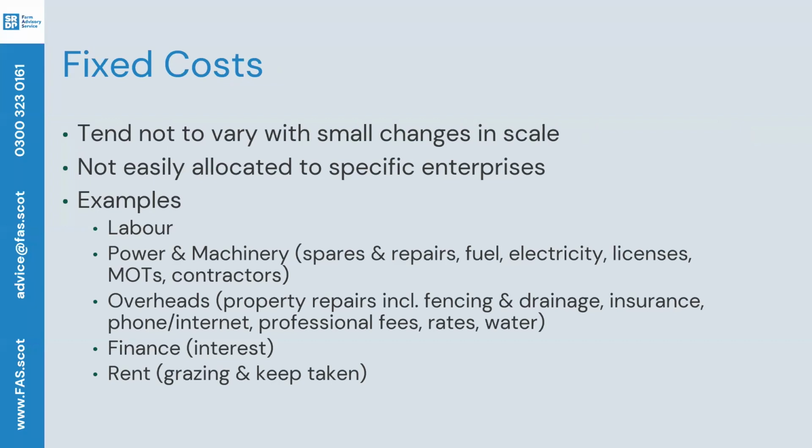Your fixed costs are costs that you're going to incur regardless. They tend not to vary that much with the scale of your business. So tractor machinery costs would be one of them. If you keep 10 more cows, is it going to affect it? Probably not that much. Your overheads like electricity, insurance, car repairs, your rental costs that you pay for grazing or for winter grazing for sheep or whatever that may be.